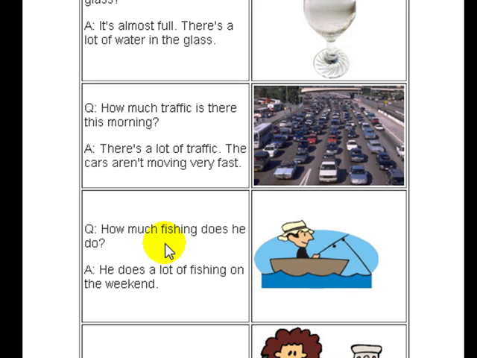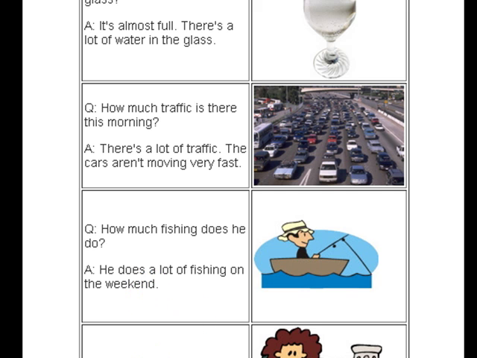How much fishing does he do? How much fishing? Now remember, fishing is a non-count word. Okay? How much fishing? It actually is a noun indicating the process of fishing. Okay? I am fishing for fish. So it is either a verb or a noun, in this case a noun. How much fishing does he do? He does a lot of fishing on the weekend.